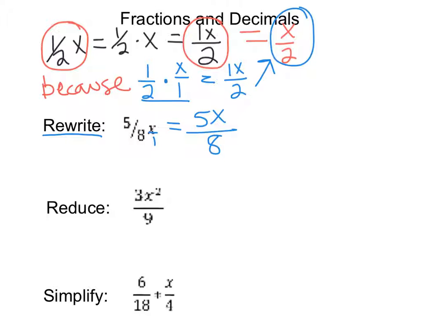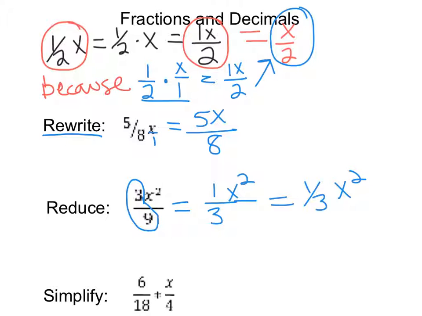Our next example problem is to reduce 3x squared divided by 9. So in order to do that, we could actually simplify the fractional part here. 3 over 9, if we simplify that, is the same as 1 over 3. And then we still have x squared on top. So it could be 1x squared over 3, or we could write this as 1/3 x squared. Same thing. These two answers here are the same.